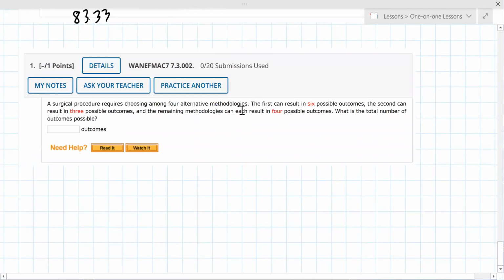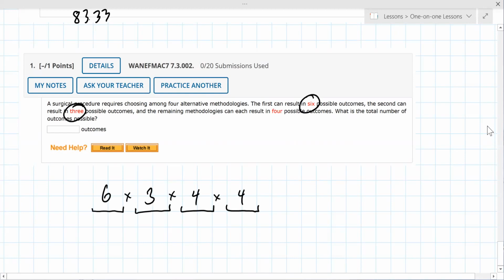All right, the surgical procedure requires choosing among 4 alternative methodologies. The first can result in 6 possible outcomes. The second can result in 3 possible outcomes. The remaining methodologies can each result in 4 possible outcomes. Those are the total number of outcomes. So there's 4 buckets here, and each bucket has a number of outcomes. There's 6 for that first one, 3 for that second, and then 4 and 4. The total number of outcomes you get from multiplying those together.